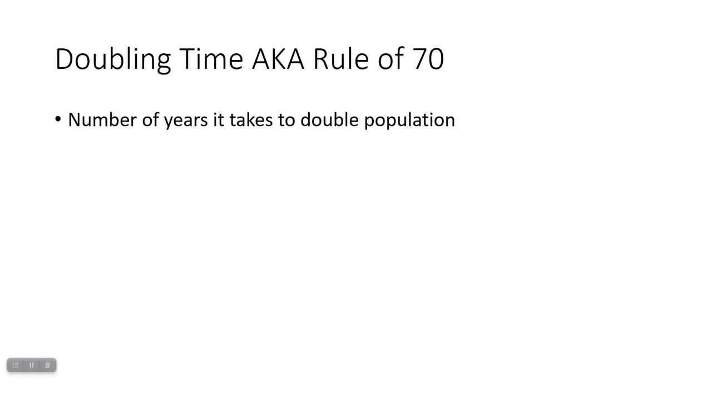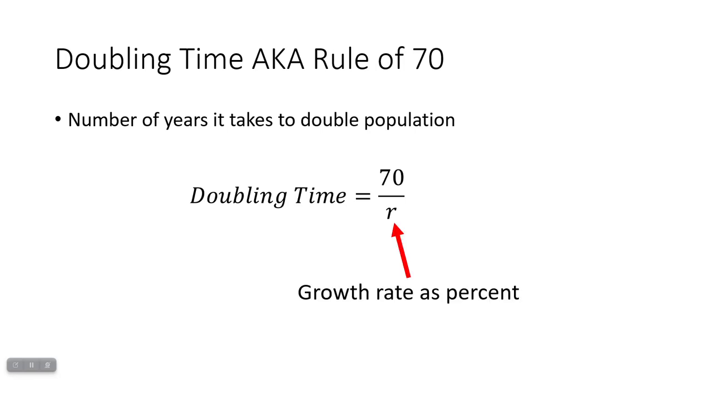Now we've got another equation. This should be one of the last ones that we have for populations. We may have one or two more later on if I determine that these are going to be ones that you need to memorize for the test. This one you do need to memorize, and it is doubling time, also known as the rule of 70, and it's the number of years it takes to double a population. By the way, there is an R in this equation, but R is the growth rate as a percent.